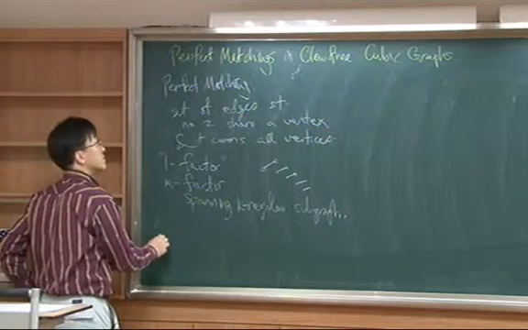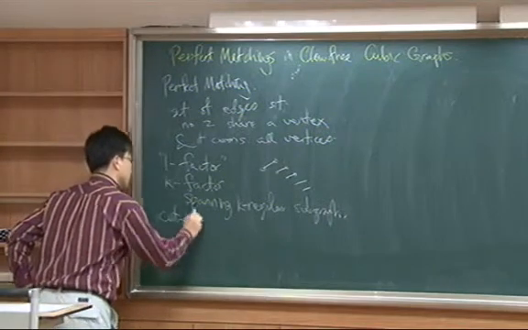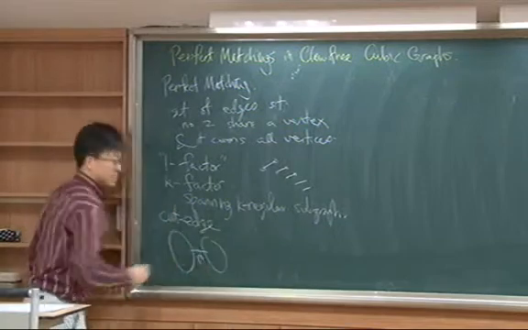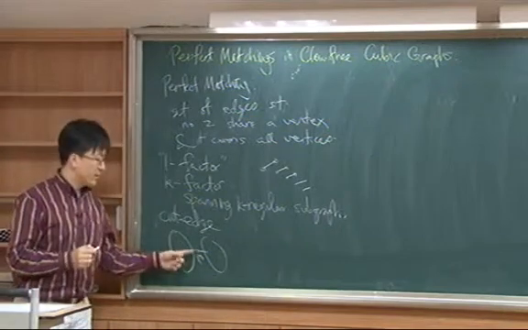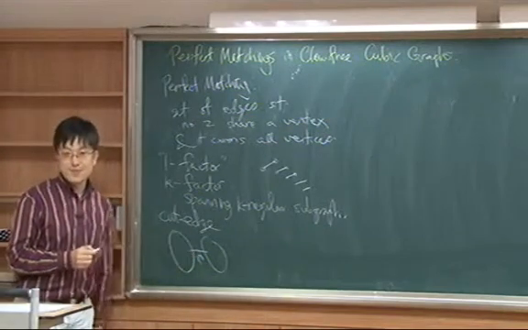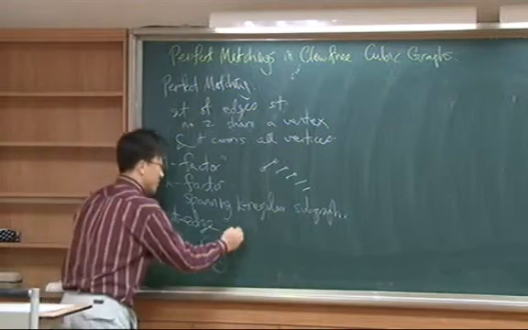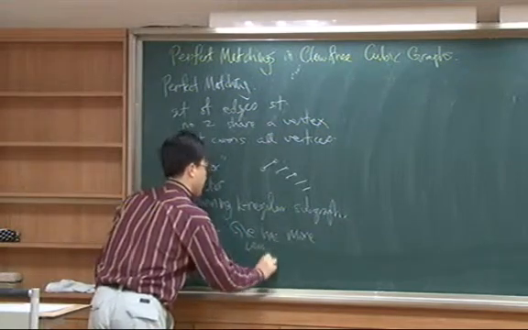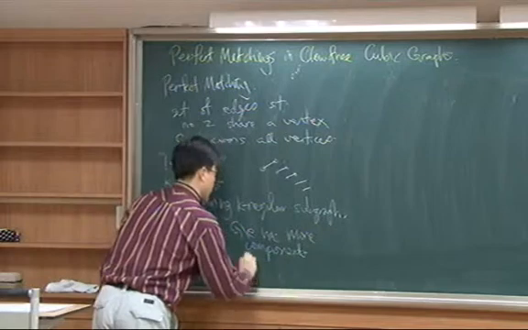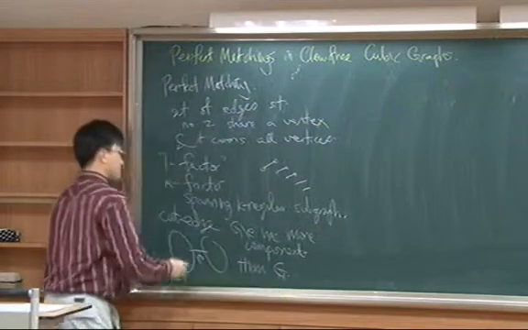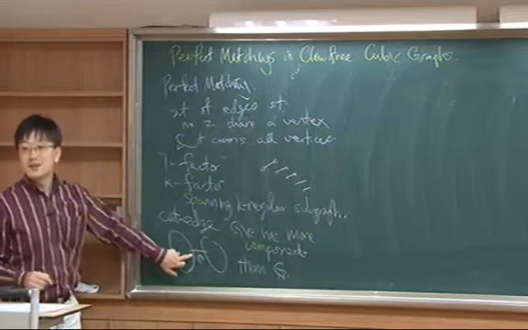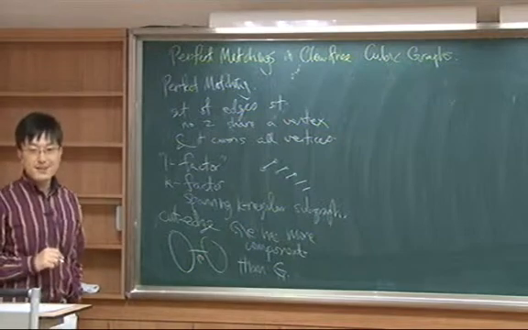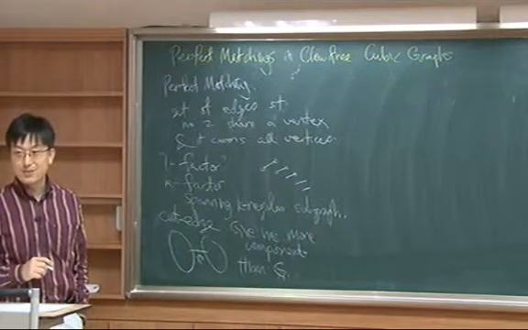Let me say a few words about cut edges. An edge is a cut edge if it looks like this: if you delete the edge, the graph has more components. So the number of components of G minus the edge is larger. If this happens, then we call this a cut edge.